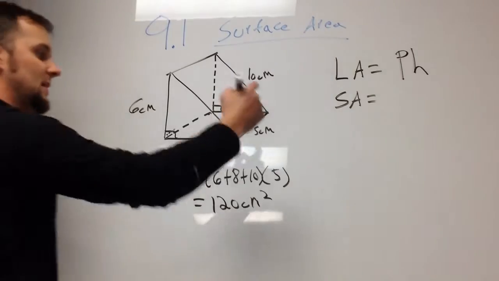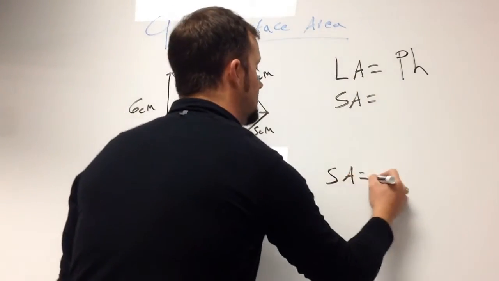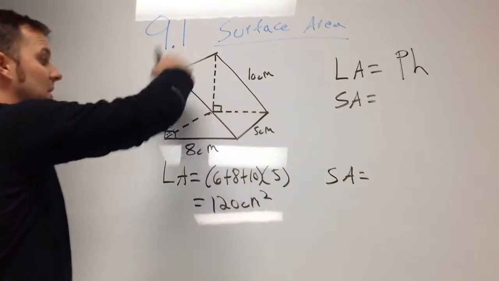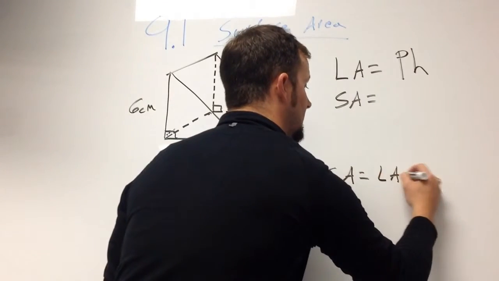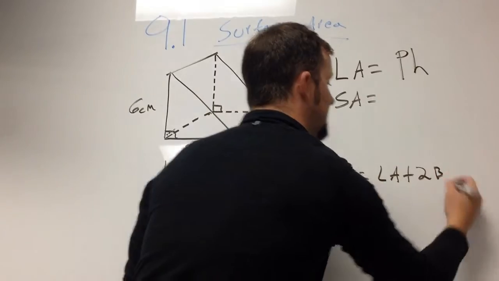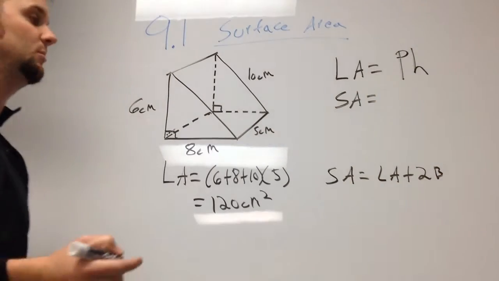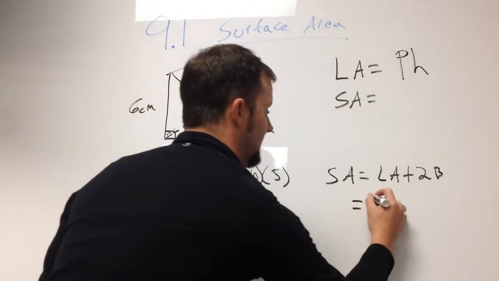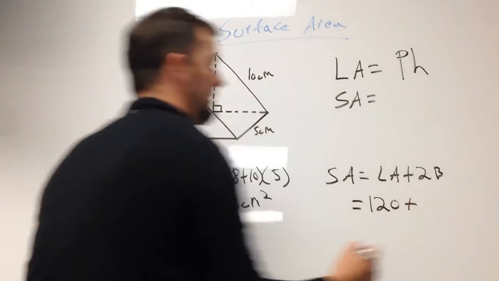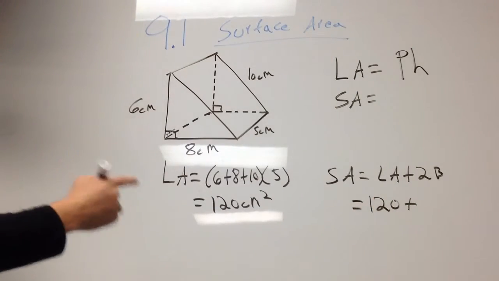So now, to find surface area is going to be lateral area plus the two bases. So I'm going to do lateral area plus 2 times the area of the base, and that's what capital B stands for. So I already know my lateral area, so I'm going to plug that in for LA. Then I'm going to add 2 times the area of the base.